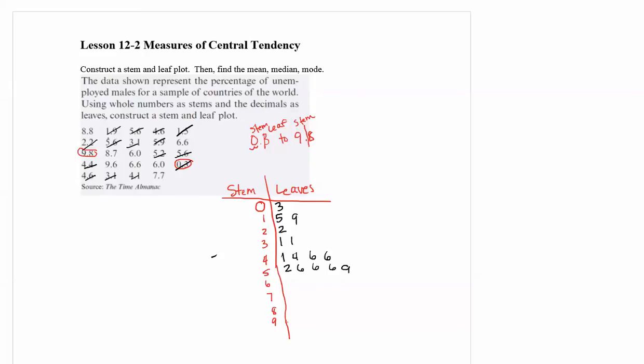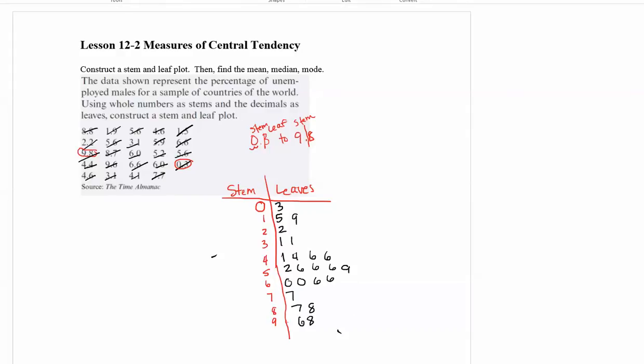Now looking for decimal numbers with 6 point something, we have two 6.0s, so you're going to put 0 and then 0 again. And we have two 6.6s, so 6 and 6 again. Numbers that are 7 point something, we just have 7.7, so just the 7. Numbers that are 8 point something, we have 8.7 and 8.8, so that would be 7 and 8. Now numbers that are 9 point something, we have 9.6 and 9.8 to finish the plot.